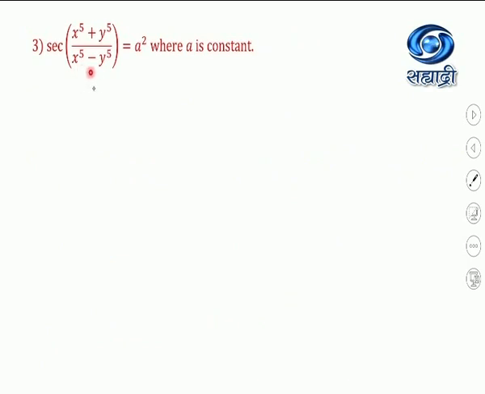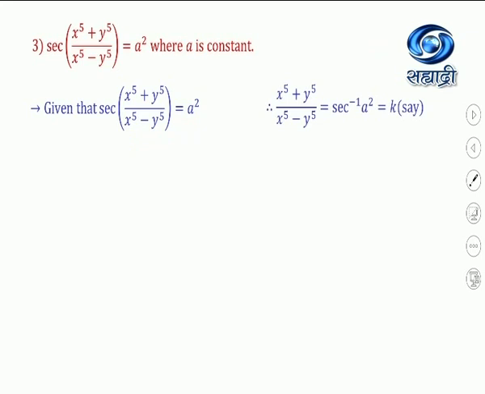Sec of x to the power 5 plus y to the power 5 upon x to the power 5 minus y to the power 5 equal to a square, where a is constant. Now, given that sec of bracket equal to a square, very simple. We can write this by using the definition of inverse. Sec theta equal to something, so theta equal to sec inverse of something. So I write this, and now this is a constant, denoted by k.